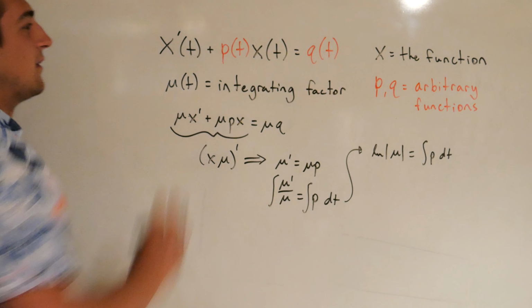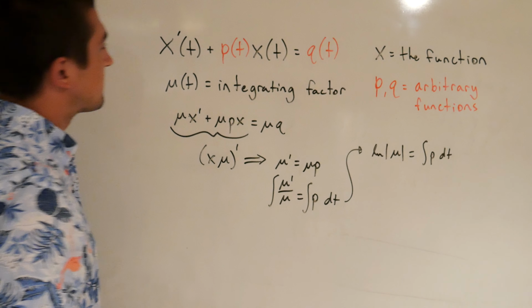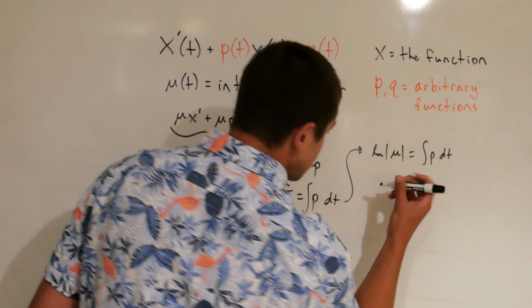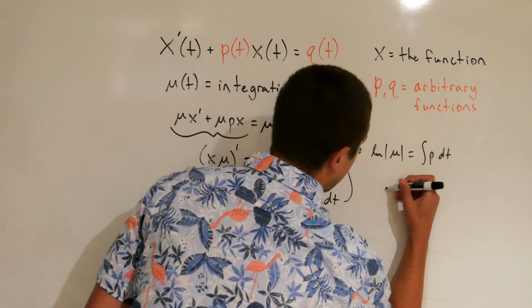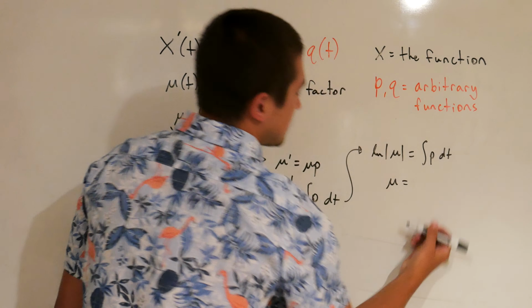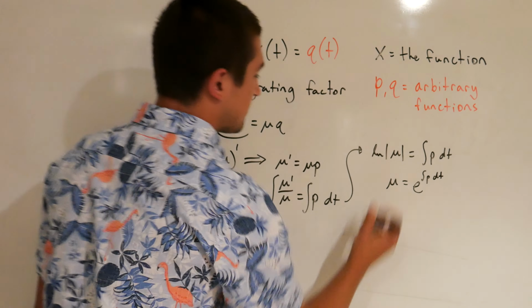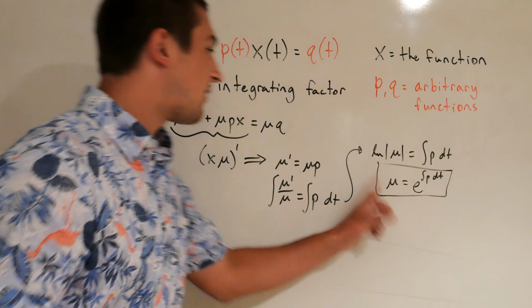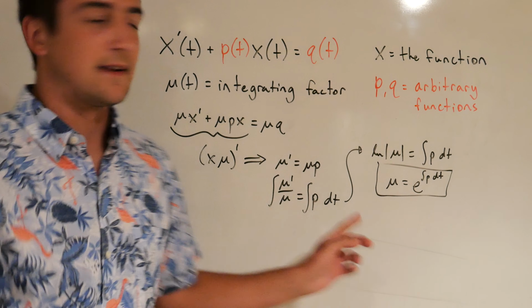We have the most general form of the equation, and that doesn't give us a whole lot to work with actually expressing values. So to solve for mu now, we just exponentiate both sides. So we have mu on this side and then e to the integral of p dt. So that is mu. That is the value of our integrating factor, and this is always going to be true for mu. Mu is always going to be equal to e to the integral of p dt.